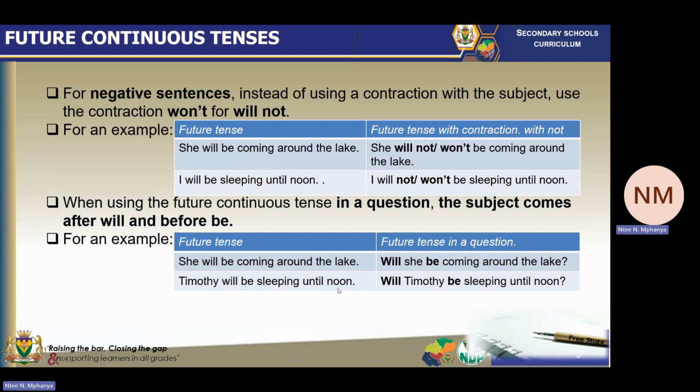Timothy will be sleeping until noon. Now ask a question. Will Timothy be sleeping until noon? Remember what we said? The subject comes after will. Here is will, after that the subject, and before be. Here is our be, and here is our subject, before be.